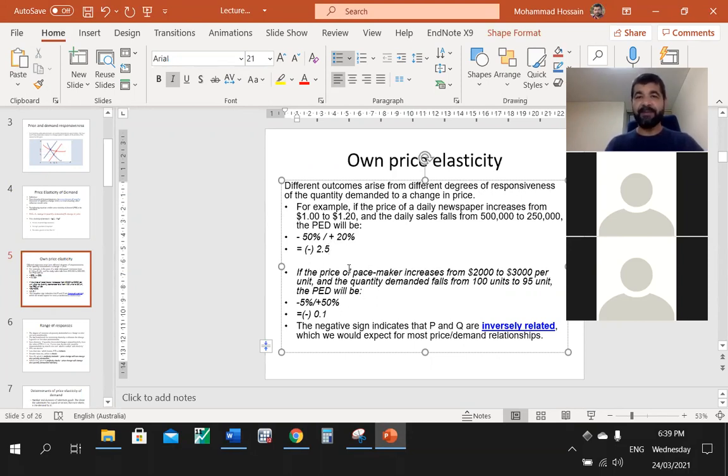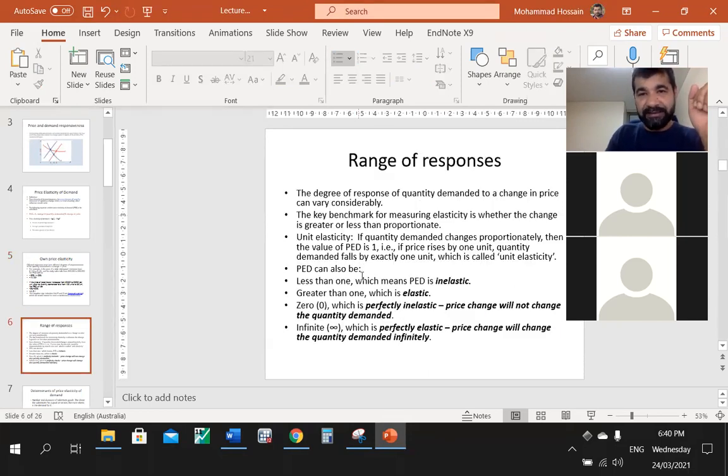Okay. If the price of a pacemaker increases from 2,000 to 3,000 per unit, the quantity demanded falls from 100 units to 95 units, and the answer is 0.1. 0.1 means inelastic. And why do we have this minus sign? Because P and Q are inversely related. That's why we have the minus sign. So don't worry about the minus sign. Okay, these things are already covered.